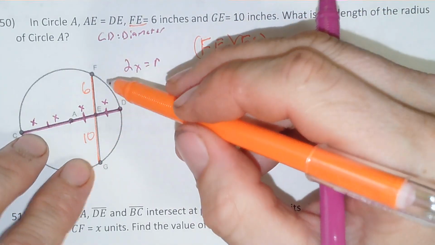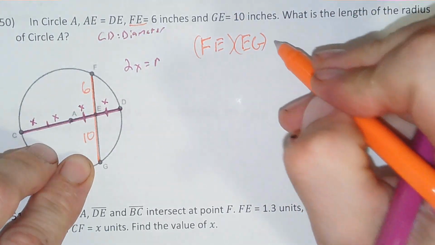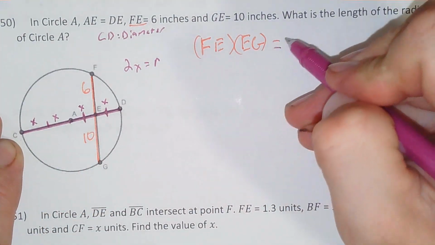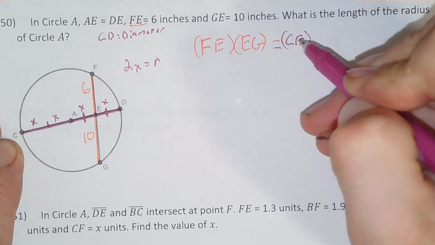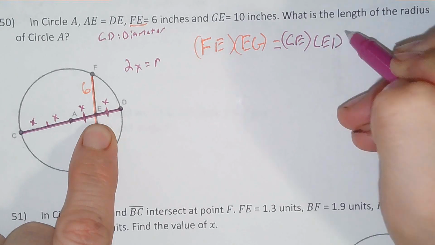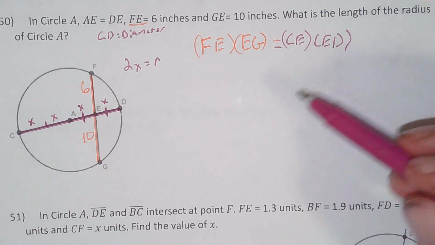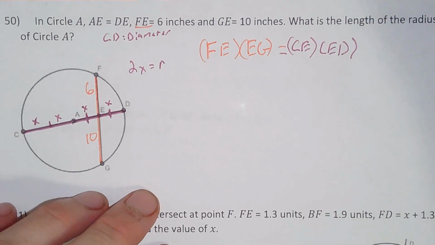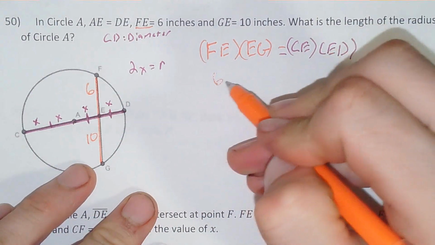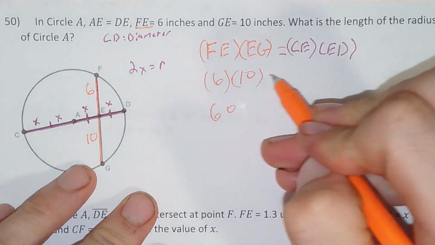because when chords intersect inside of a circle, one side of the chord times the other side of the chord is going to be equal to, in this case, CE times ED. Okay, so that is our primary equation. Now let's drop some stuff in here. Well, this is 6. This side's easy. It's 6 times 10, which is going to be 60, right?